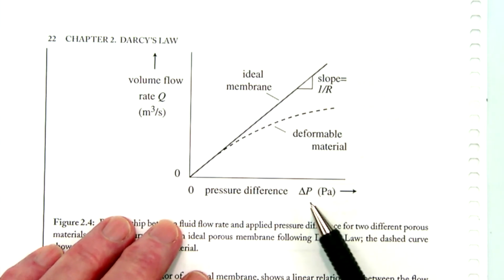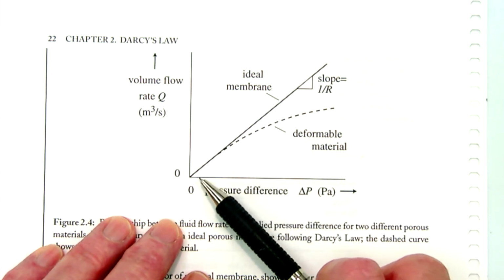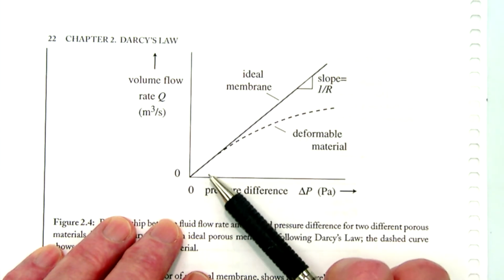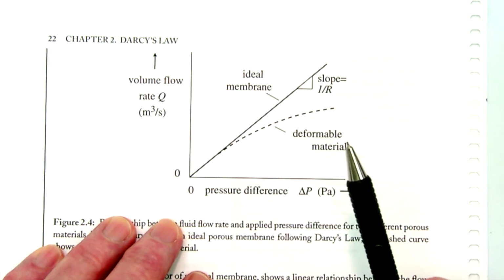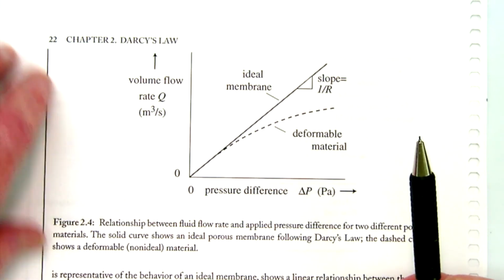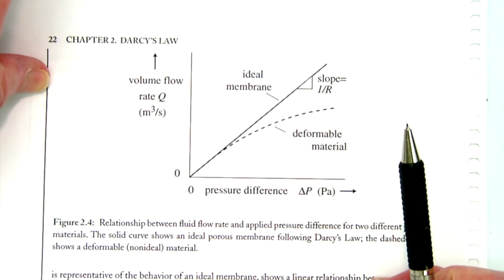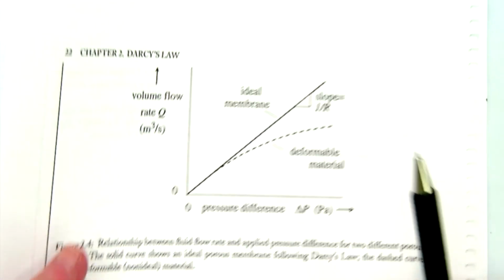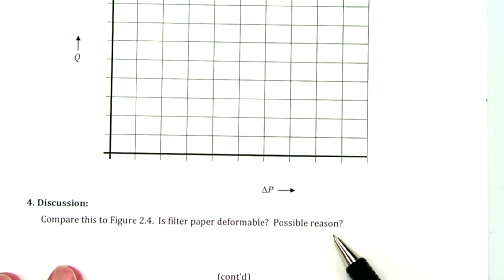Does our filter paper follow a straight line, or does it follow more a deformable shape? Now, we only have 3 data points, but I think you'll be able to answer that. If it is deformable, you should give a possible reason why you think that the cellulose filter paper might be deformable.